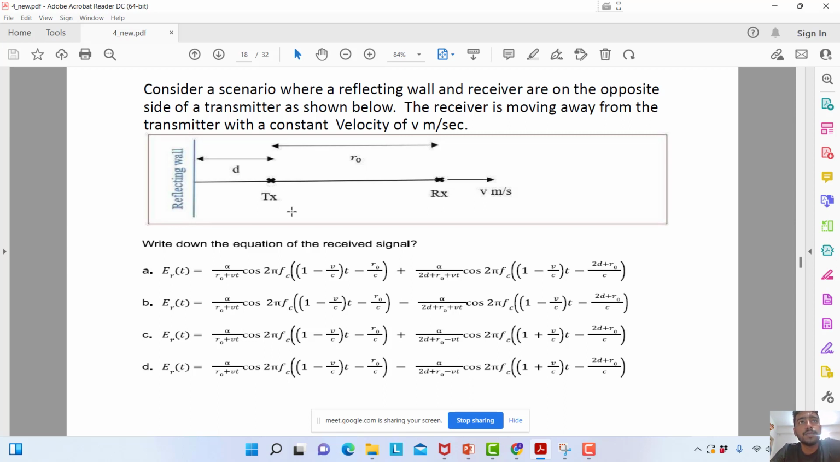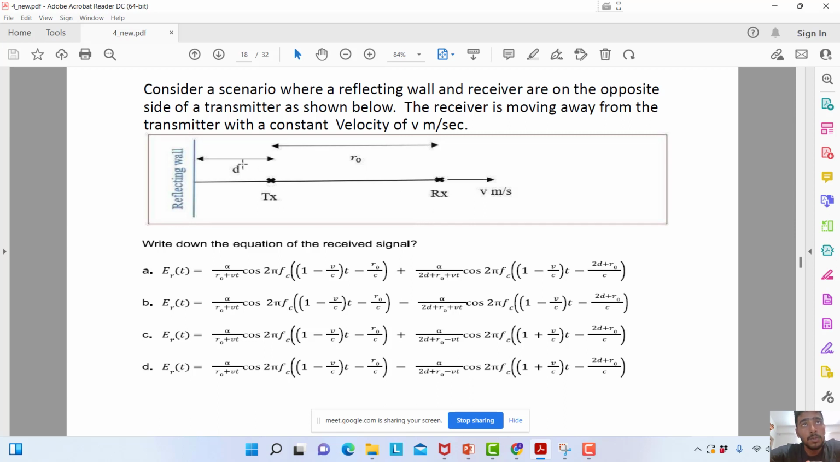From this figure you can see we are getting two terms: one directly from the transmitter to the receiver, and one from the reflection. It goes from the transmitter to the reflecting wall, and after that it goes to the receiver side. So we are getting two terms: first a direct term, second the reflected term. All options have the two terms. Please try and let me know what is the right option. If anybody has a doubt in the question, you can ask.